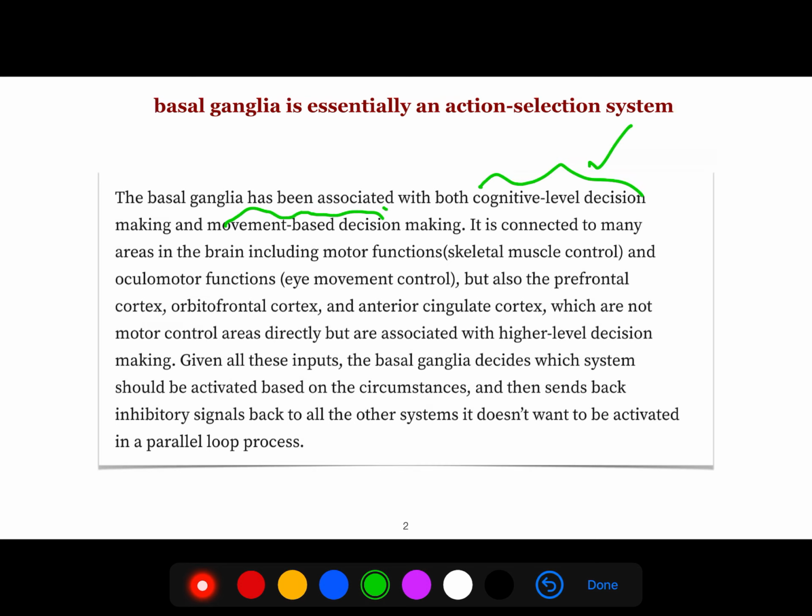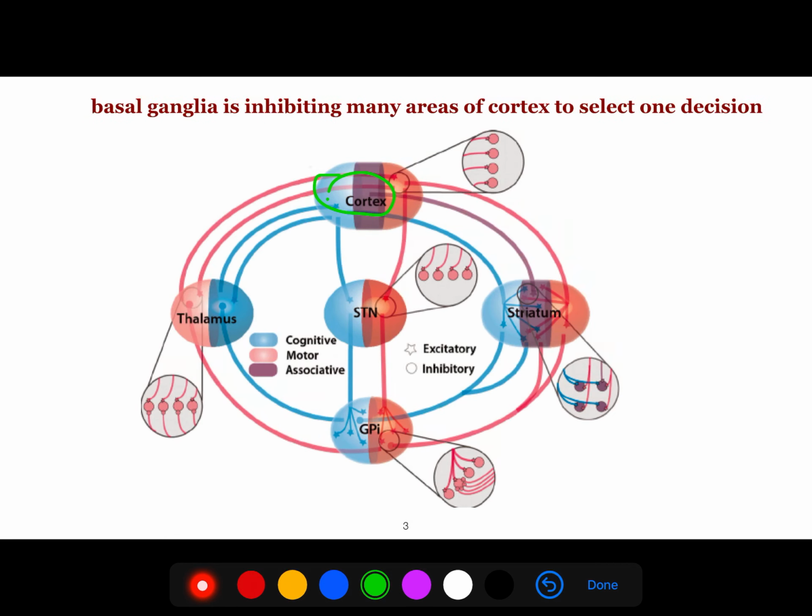And it is connected to many areas in the brain, including motor function, but also prefrontal cortex, orbitofrontal cortex, and anterior cingulate cortex, which are not motor control areas directly, but are associated with higher order decision making. So your cortex has a relation with thalamus and the basal ganglia, and the striatum is inhibiting many areas of cortex. Remember the first lecture? It had the dynamics of inhibitory and the dynamics of excitatory.